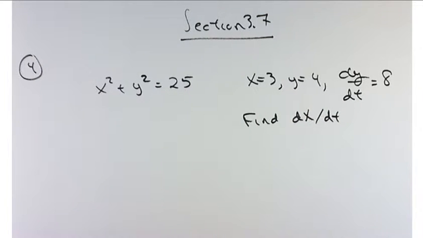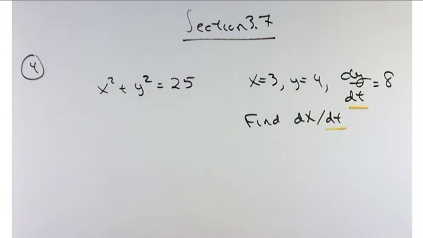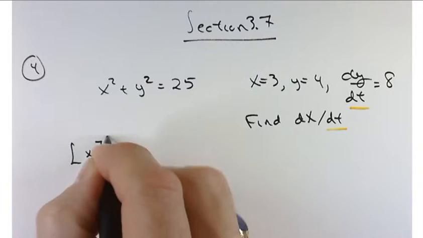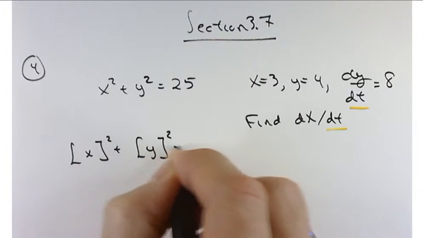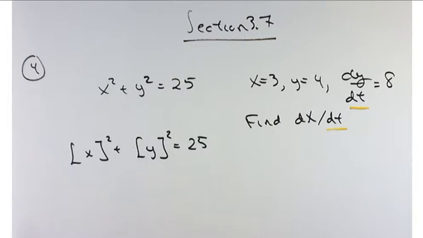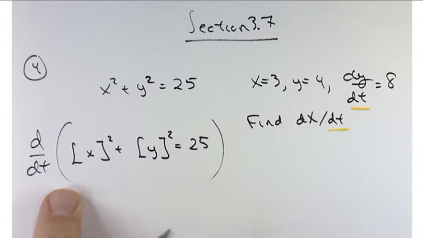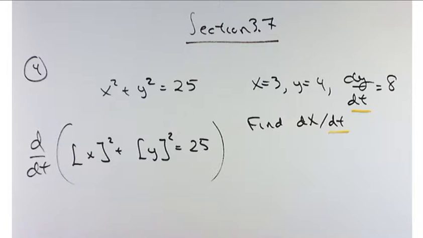And I want you to notice something in particular about this problem. We're not differentiating with respect to x. What are we differentiating with respect to? t. We're differentiating with respect to t in both of these things. So that's going to be common to all your related rates problems, is you're not going to differentiate with respect to x, but with respect to t, with respect to time. So let's rewrite this a little bit as x squared plus y squared equals 25, and then take its derivative with respect to t. Now let's be careful. We're not differentiating with respect to x like we're used to. We're differentiating with respect to t.